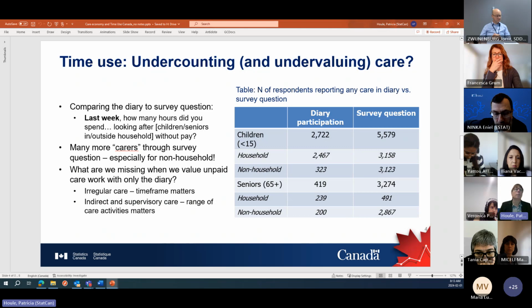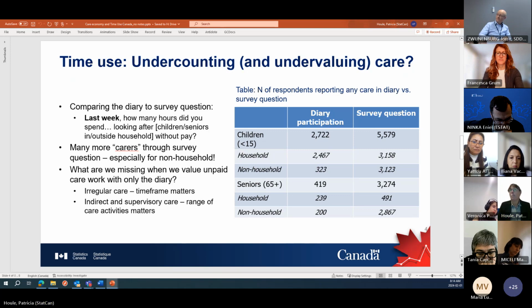The very good thing about time use, though, is at least we can have a lot of context information, background information behind why they are providing the care. Is it at home? Is it somewhere else? So this is mostly the only survey that provides this type of information.